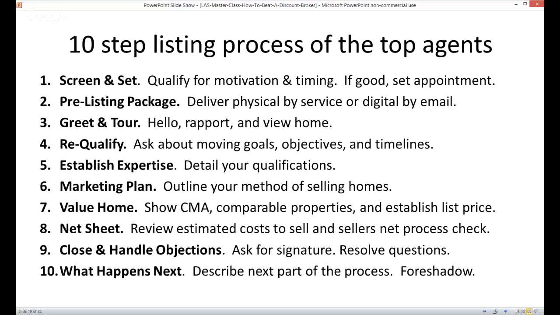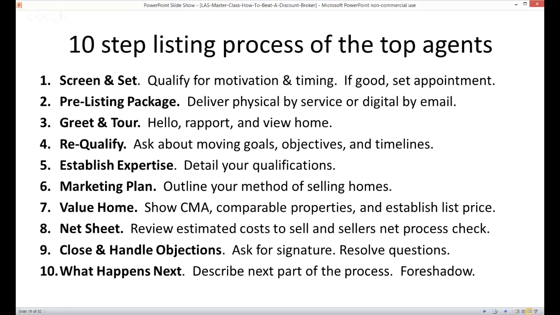If that does look good, they set the appointment, they start moving through. So here we go. Number two, they do the pre-listing package they sent out, then they do the greet and tour. When they get there, they do a requalification right at the beginning to make sure they didn't miss anything. They establish their expertise to show that they are the professional. They go through their marketing plan. They identify the value of the home. They also show all the costs that are associated with the sale, so there's no surprises. They do that net sheet, and then they do closing and handling. So they close for the signature and handle any objections that may pop up, and they tell the seller what's going to happen next. So that's the 10-step process.